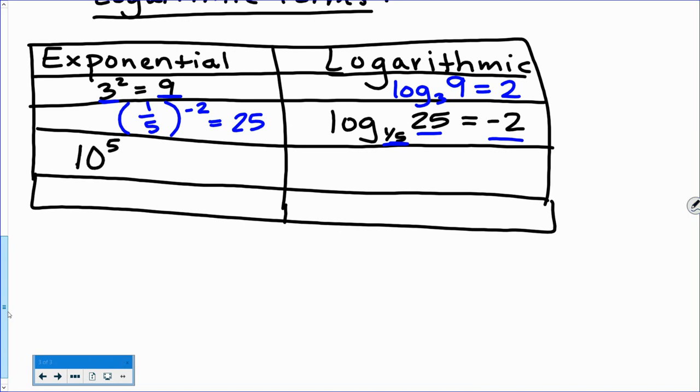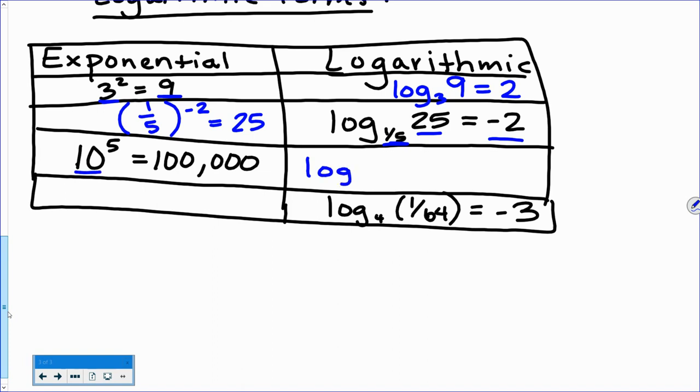Here's your next two. So 10 to the 5th equals 100,000. Try that one and then try log base 4 of 1 over 64 would equal negative 3. So try those two. So if we do our log function, the base is 10. That's my little subscript. Here's what it equals.